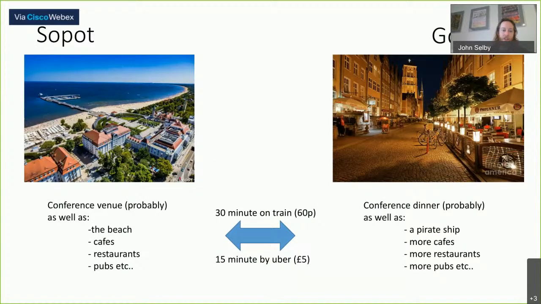Sopot is a small beach town. It's probably where the conference venue will be, because it's right next to lots of cafes and pubs and restaurants and the beach, if people want to be mad and go for a swim in the Baltic. Gdansk is an older town, which is very close by, only about 30 minutes away on a train. They're sort of merged into one, or you can get an Uber for very cheap. That's where I expect the conference dinner will be. There's a pirate ship, and lots more cafes and bars and pubs. It's a great city.